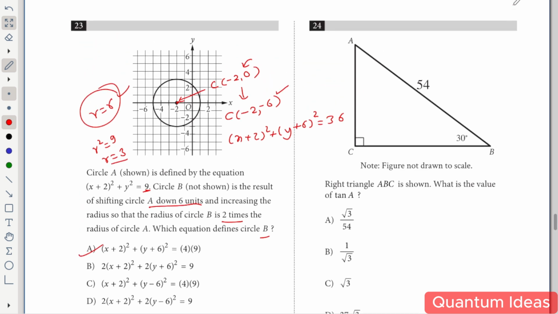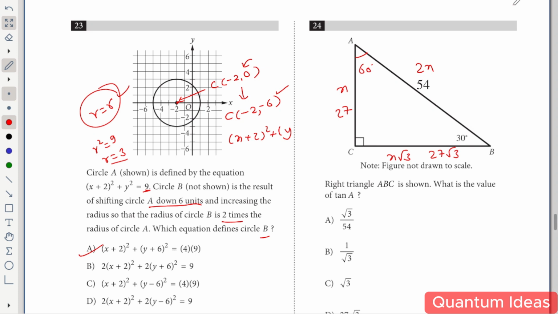Okay, let's move to number 24. It's trigonometry. I can see here a special right angle triangle. This is 30, this is 90, this must be 60 degrees, right? The property of this special right angle triangle is that this is a 30-60-90 right triangle. Here you can say if this side is x, this is 2x, and this will be x root 3. That means this is double of this, right? So this side must be half of 54, that is 27, and this must be 27 root 3.